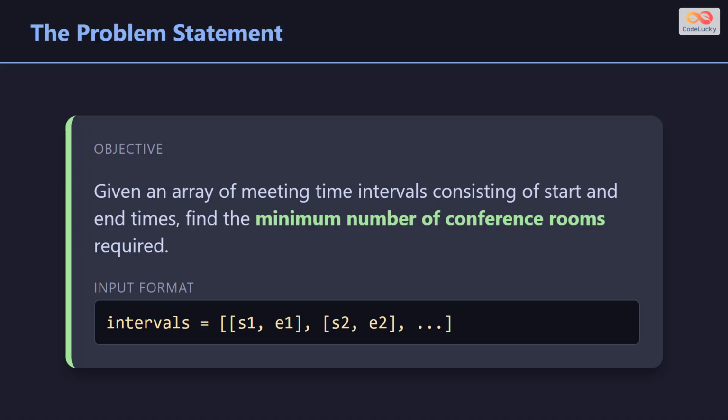The goal is straightforward. You are given an array of meeting time intervals. Each interval has a start time and an end time. Your task is to calculate the minimum number of conference rooms needed to accommodate all these meetings. Essentially, if 2 meetings overlap, they cannot happen in the same room.